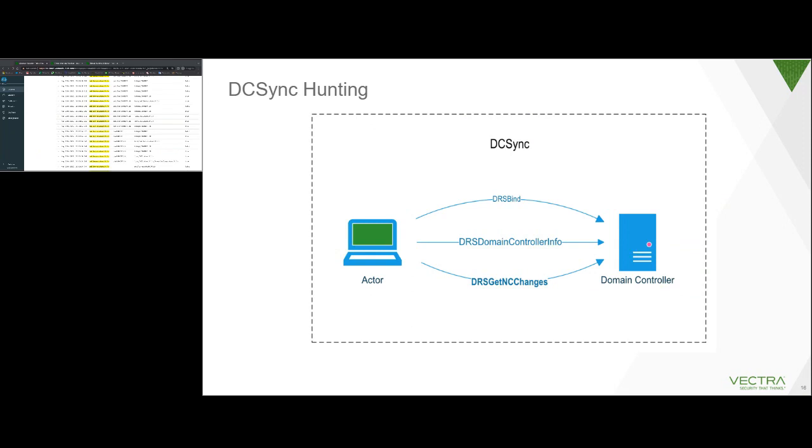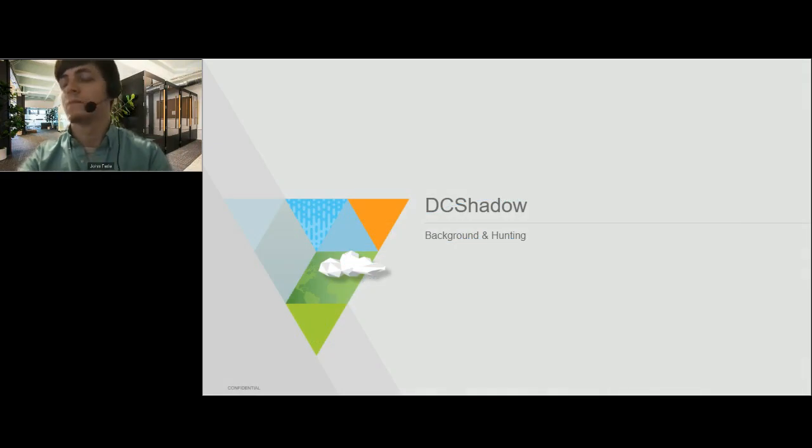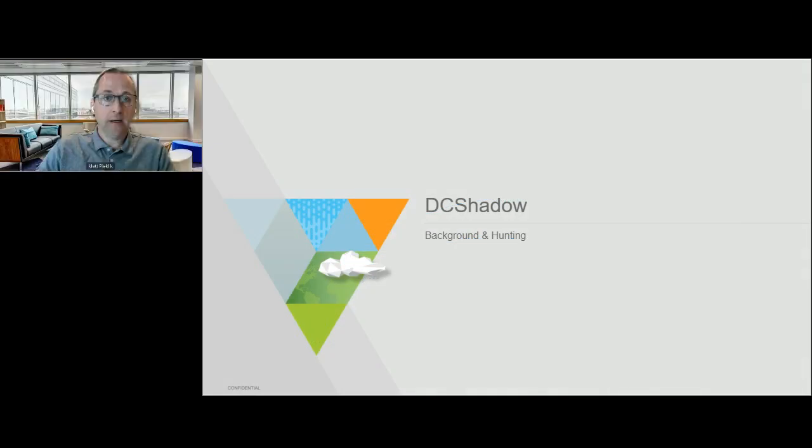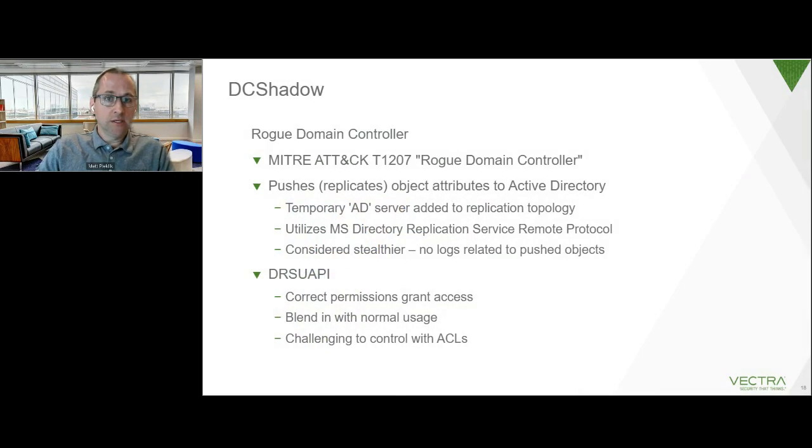Thank you. For the next use case, we're going to discuss DCShadow, and again, how to hunt for it. DCShadow is similar to DCSync in that this technique requires permissions allowing DRSU API replication, and also it requires the permissions that allow the creation of a fake domain controller. The fake DC contains object attributes that the actor wants to synchronize to the directory.